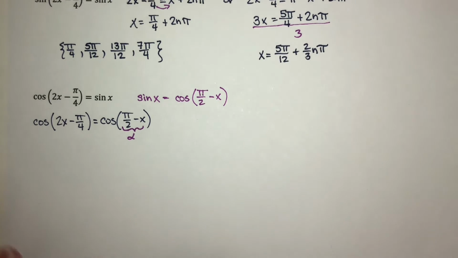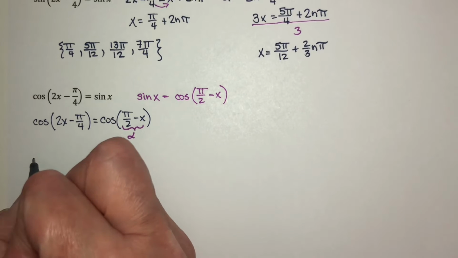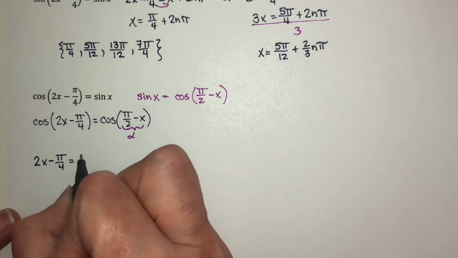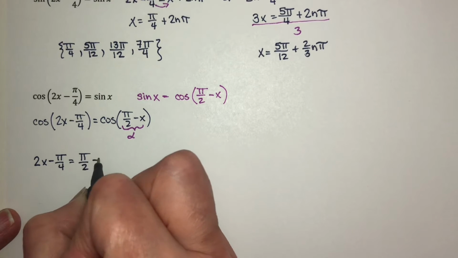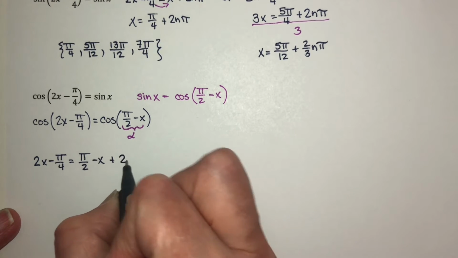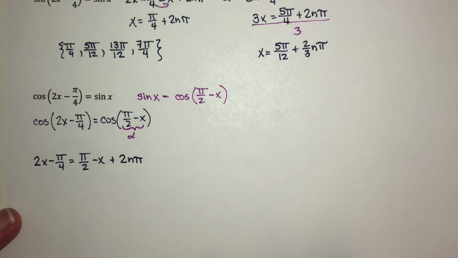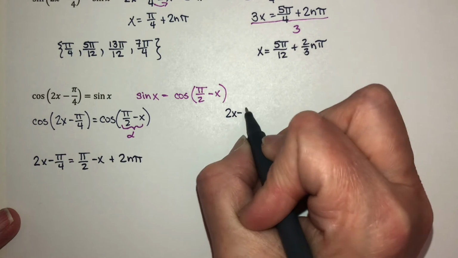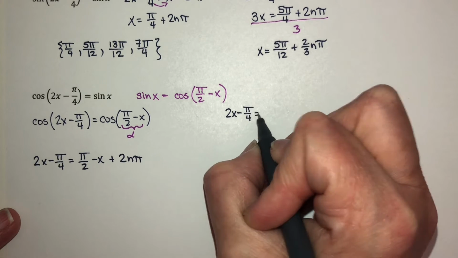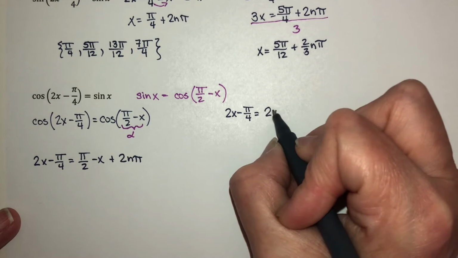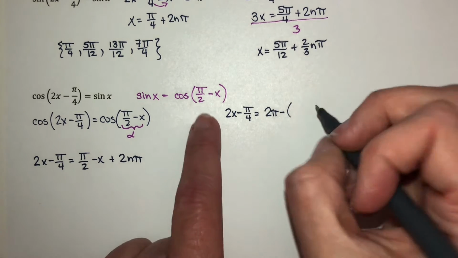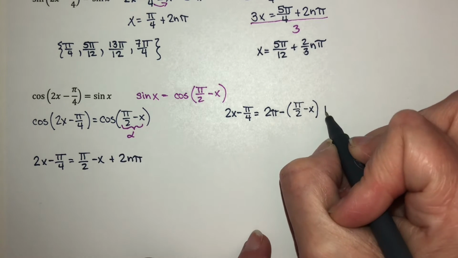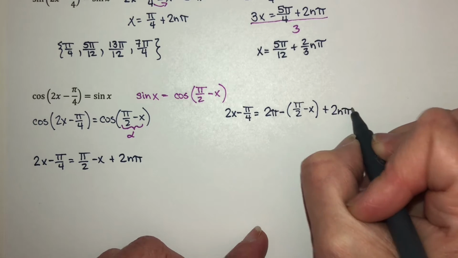So one set of solutions is going to come from 2x minus pi over 4 equal to pi over 2 minus x plus 2n pi. Our second set of solutions will come from 2x minus pi over 4 is equal to 2 pi minus all of this plus 2n pi.